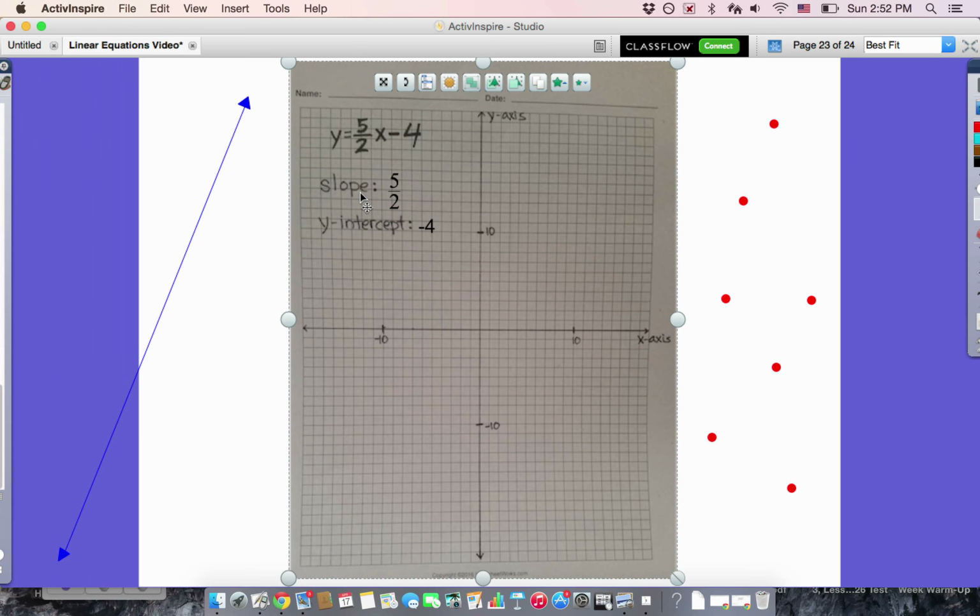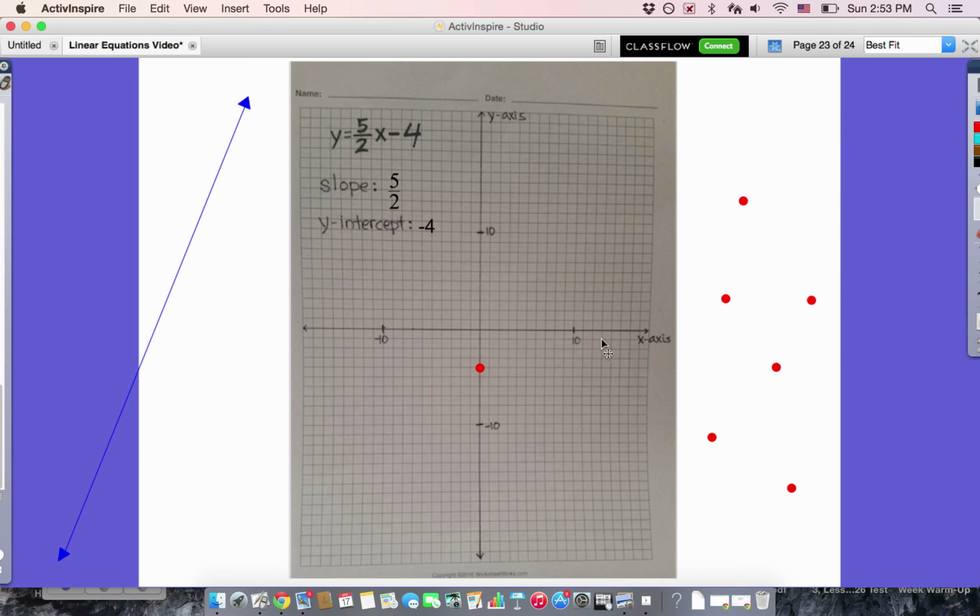So here, y equals 5/2x minus 4. Our slope was 5/2, and our y-intercept was -4. Okay, so how can we graph this? What can we do? Okay, so we know that our y-intercept is -4. So we can plot one point there because that's one of the solutions to the equation. So how can we figure out what another point would be without solving? Okay, we can actually use the slope.